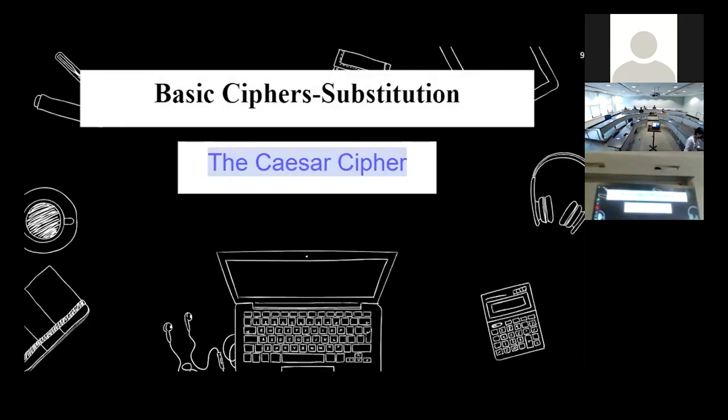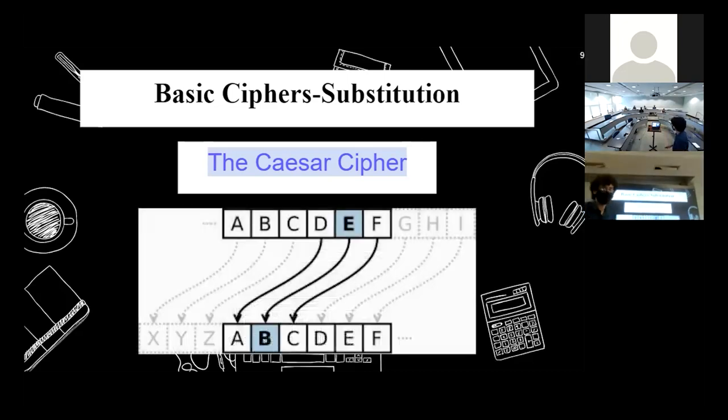So utilizing modular arithmetic, we can establish one of our first basic ciphers. These are ciphers that can be done both by humans and by machines. And our overarching version of this is going to be the substitution cipher. One of the most famous substitution ciphers is the Caesar cipher, and it can be illustrated by this image.